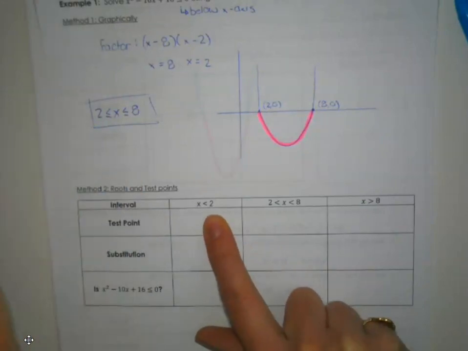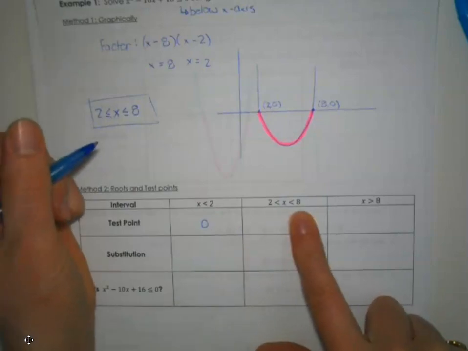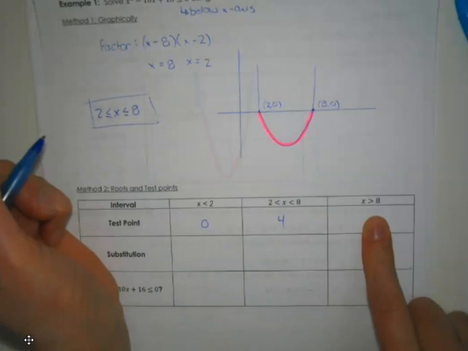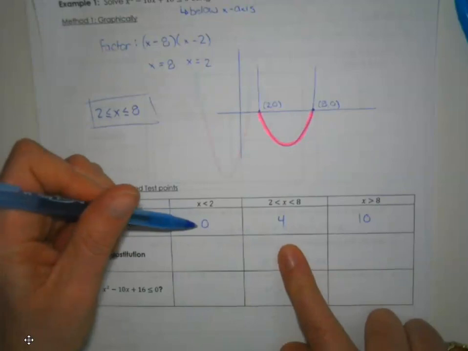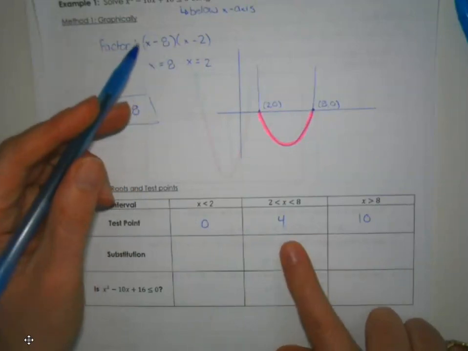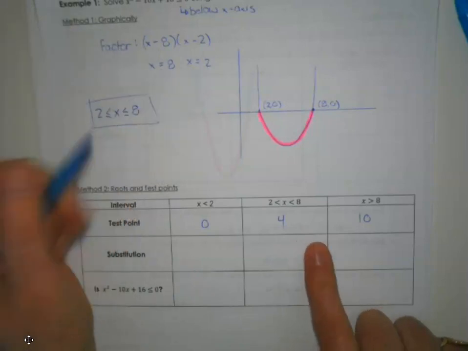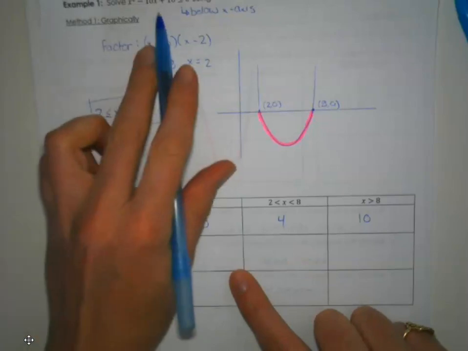So for any x value less than 2, we could do 0. Between 2 and 8, we could do 4. And greater than 8, let's make it 10, nice and easy. Once you have your points that fill in the spaces between the values you've come up with from factoring, you can just substitute them into the equation.